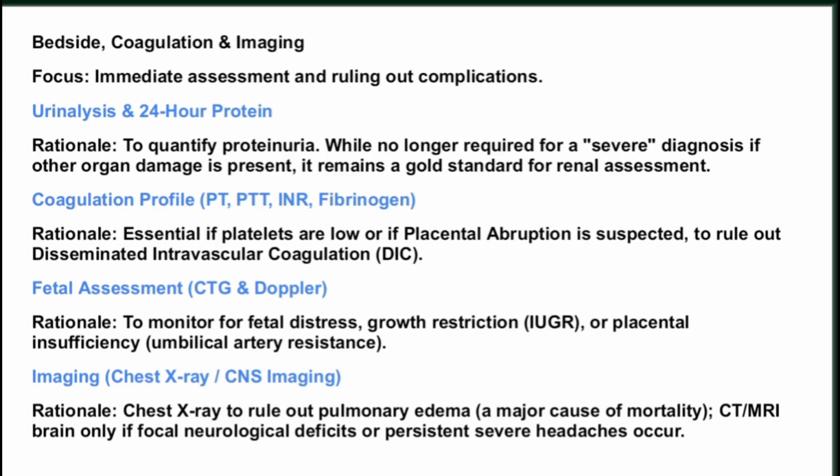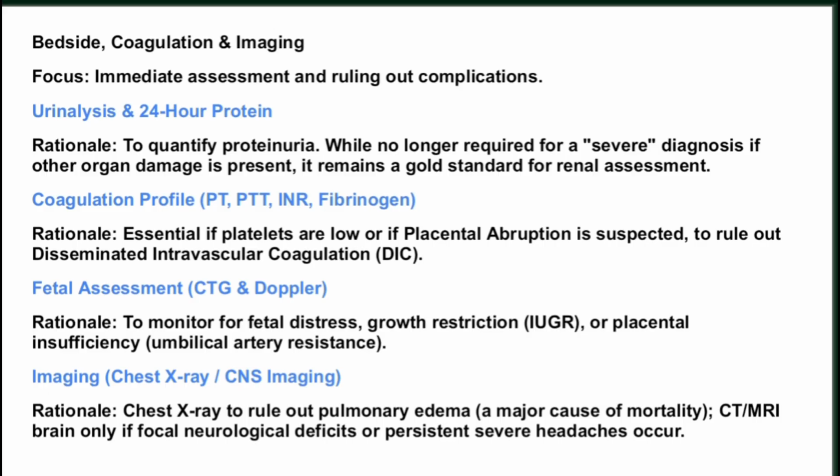Of course, we need to correlate it with other presentations of end organ damage. We also need to put this patient on a CTG, because they are at risk of having fetal hypoxia due to uteroplacental insufficiency. We need to monitor for fetal distress. We need to do our imaging: a chest x-ray to rule out pulmonary edema, and a CT scan to rule out any focal neurological deficits, or if they're having persistent headaches which are refractory to standard analgesia.